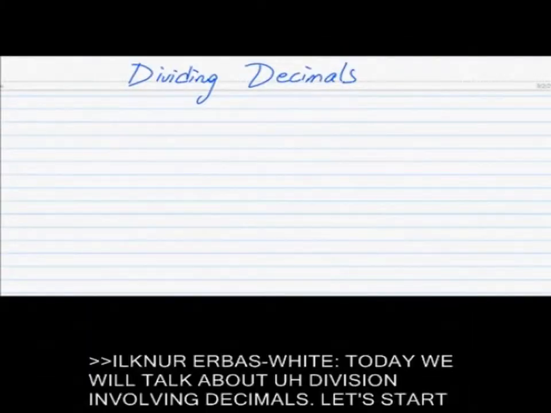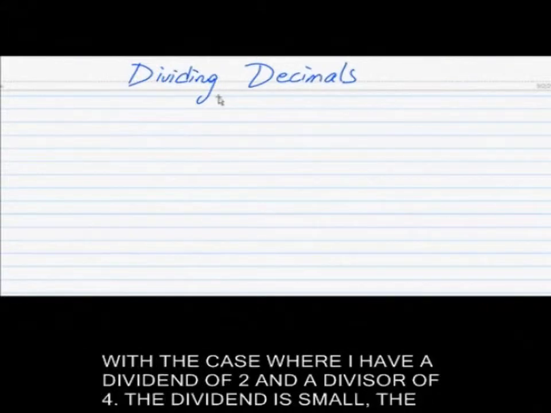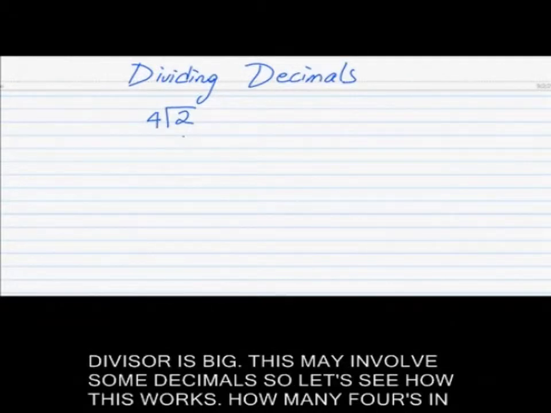Today we will talk about division involving decimals. Let's start with a case where I have a dividend of 2 and a divisor of 4. The dividend is small, the divisor is big. This may involve some decimals. So let's see how this works.